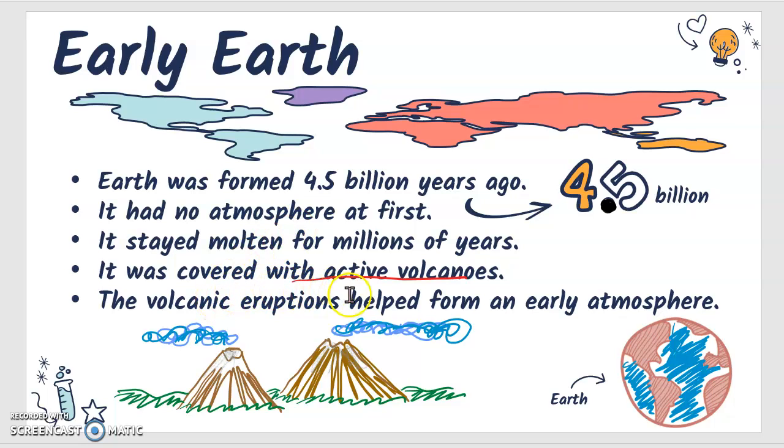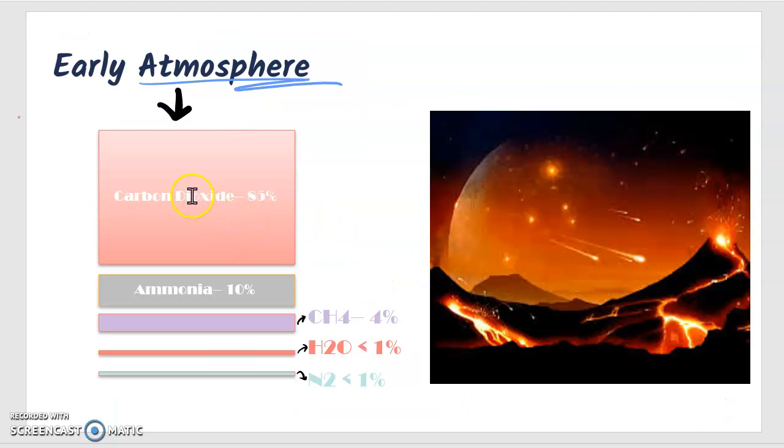The Earth was covered with active volcanoes. These volcanic eruptions helped form an early atmosphere. The eruptions released carbon dioxide to the atmosphere. And that's the reason why, if you look at our early atmosphere, it is made up of 85% carbon dioxide. And the reason for this is the volcanic eruptions that took place during the early Earth. Ammonia is 10%, methane 4%, water 1%, and nitrogen 1%.